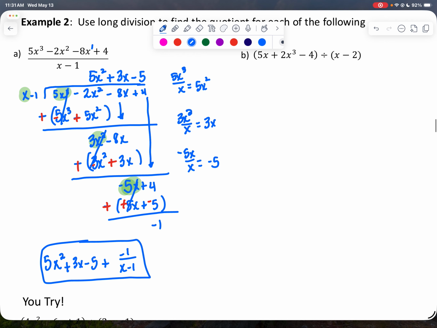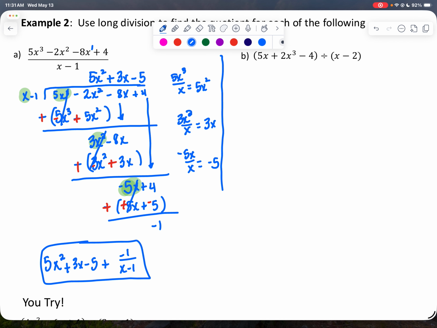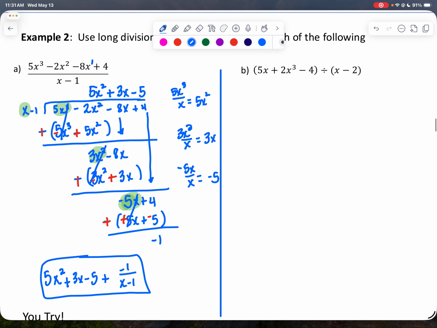All right, let me make some space here for our next problem. All right, problem B. We have 5x plus 2x cubed minus 4 divided by x minus 2. Now, there's a couple things going on in this problem that we need to address. First of all, in our first polynomial, it's written out of order. It's not in standard form, because in standard form, the largest power, the 2x cubed, should go first. The other problem is it's missing an x squared term.